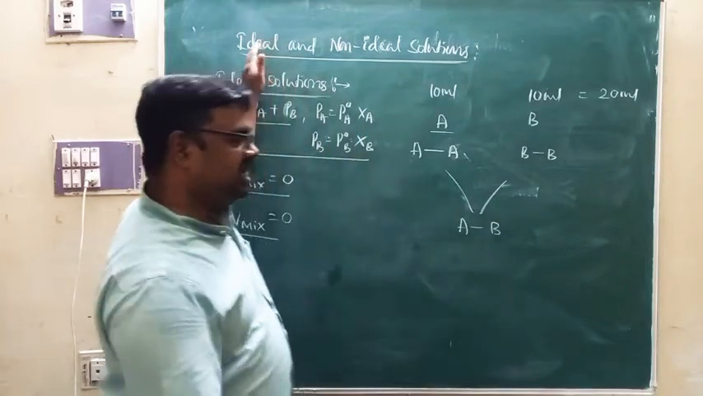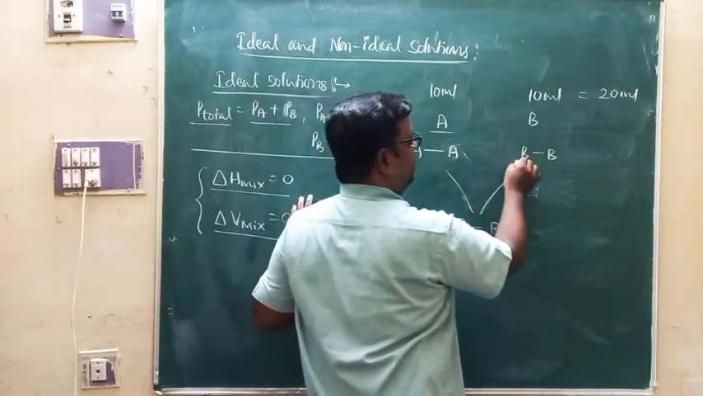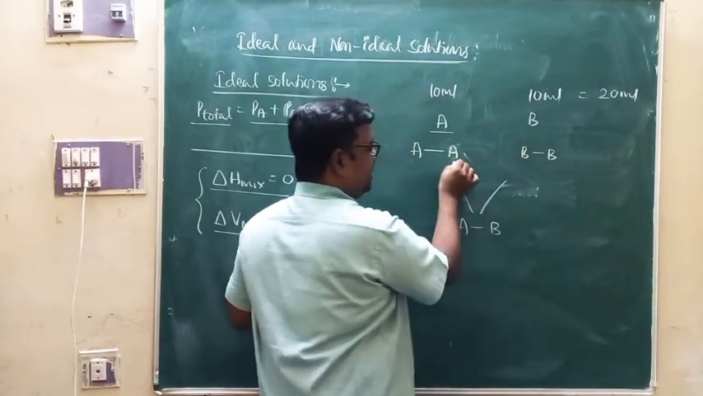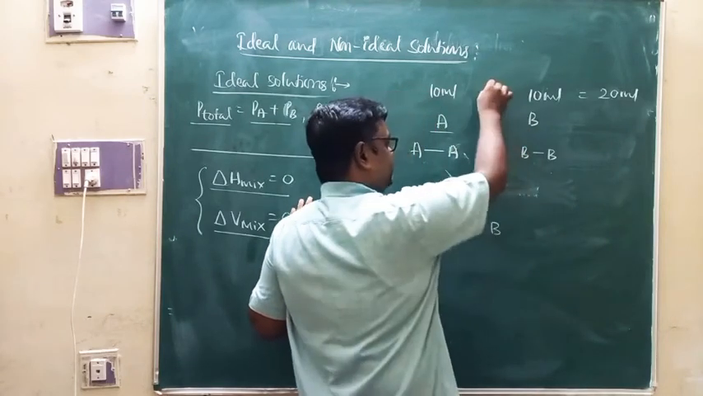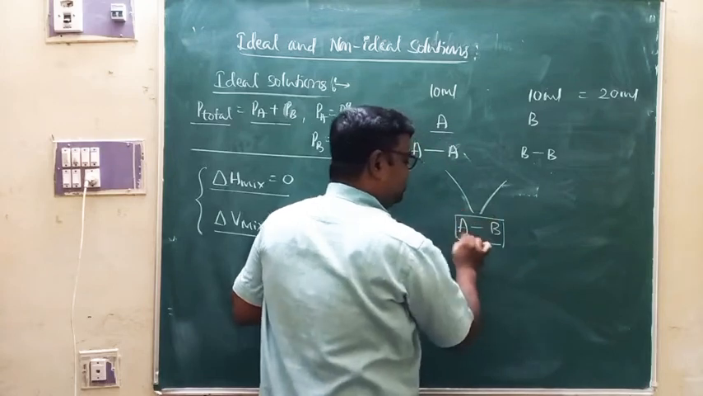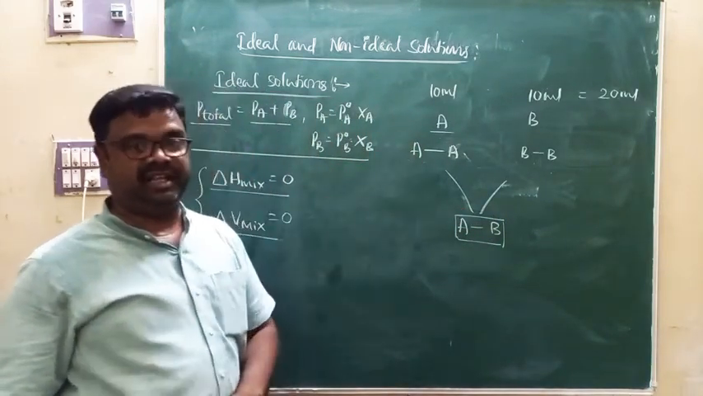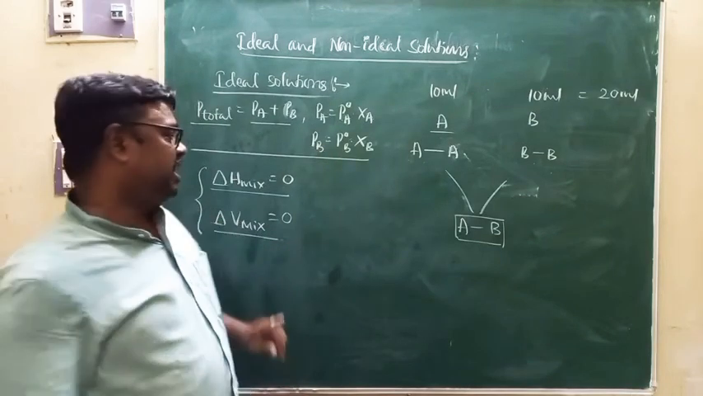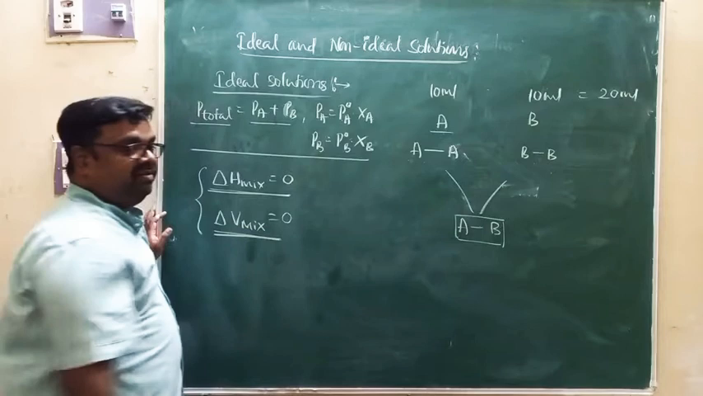Remember, in the case of ideal solutions, AA interactions or BB interactions in the two liquids before mixing is equal to AB interactions among the molecules in solution after mixing. So that is the reason why delta H of mixing is equal to 0 and delta V of mixing is equal to 0.